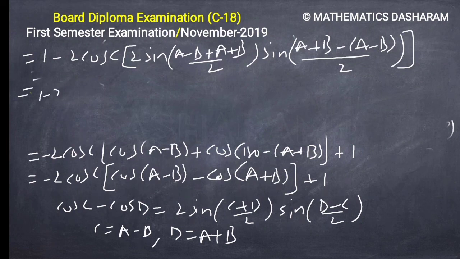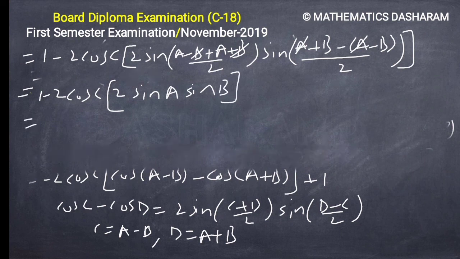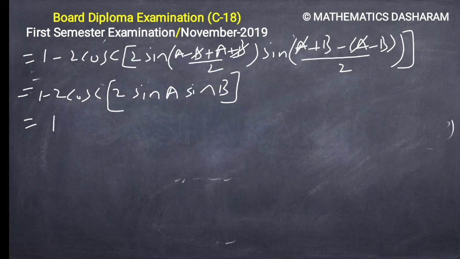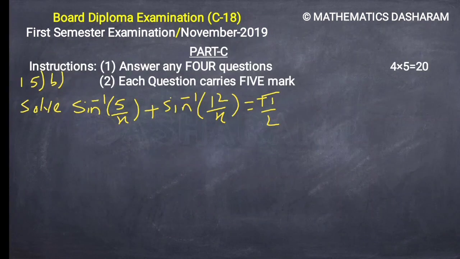So it is equals to 1 minus 2 cos c into 2 sine. Here minus b plus b cancel, a plus a 2a, 2a by 2 answer is a, into sine. Here plus a minus a cancel, b plus b 2b, 2b by 2 is b. So it is equals to 1 minus here 2 into 4... So sine a into sine b into cos c. So hence proved.